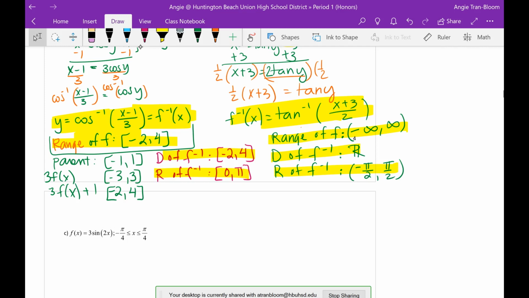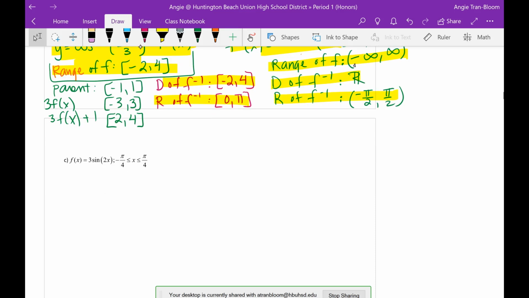All right, here you go. We're just going to switch x and y. So x equals 3 times sine of 2y. Can you see the restriction for this one is slightly different from the restriction for sine inverse? Someone tell me why. Remember, sine inverse was restricted from negative pi over 2 to pi over 2. This one's slightly smaller.